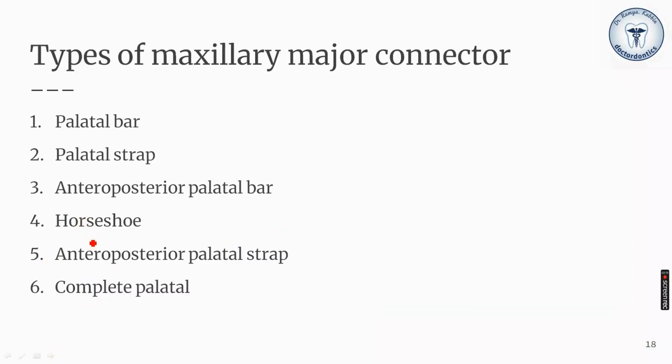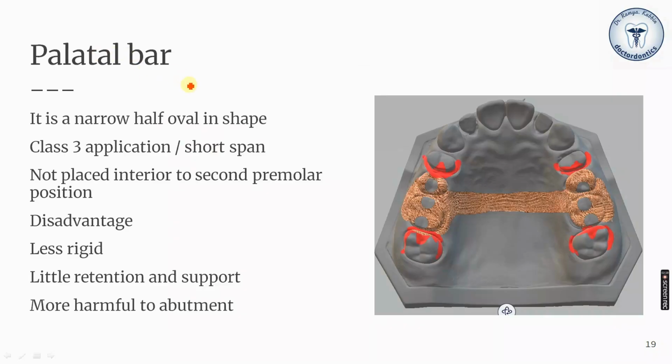Now there are 6 types of maxillary major connectors: palatal bar, palatal strap, anterior posterior palatal bar, horseshoe, anterior posterior palatal strap, and complete palate. Palatal bar. Palatal bar will have a narrow half oval shape. So it can be mainly used in a class 3 application because it has a short span. Only 1 or 2 missing teeth is good for palatal bar. So it is not used anterior to the second premolar. It should always be posterior to the second premolar.